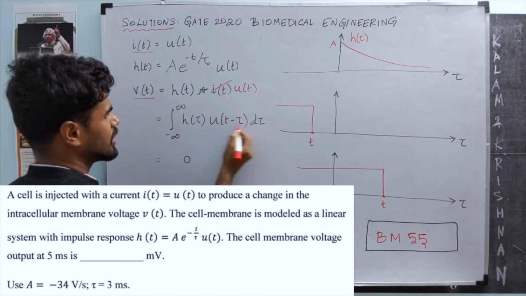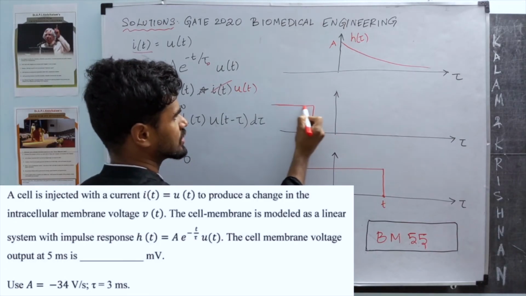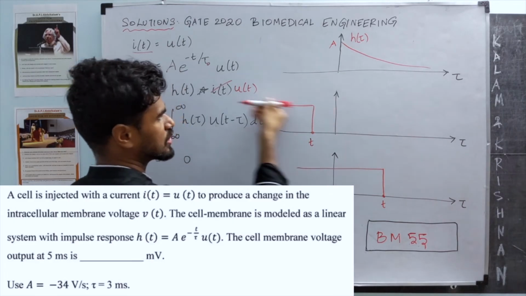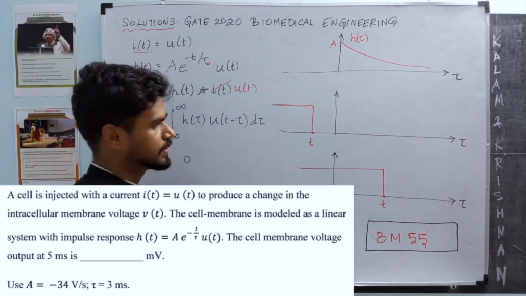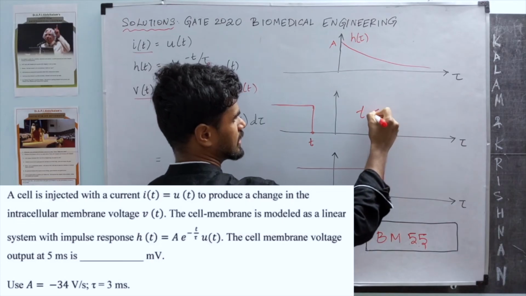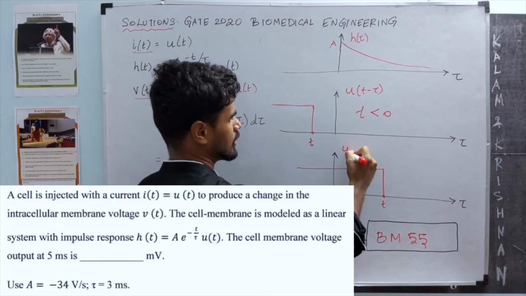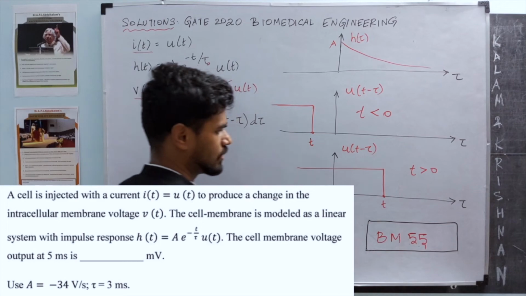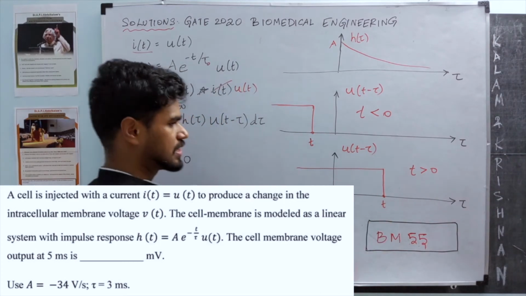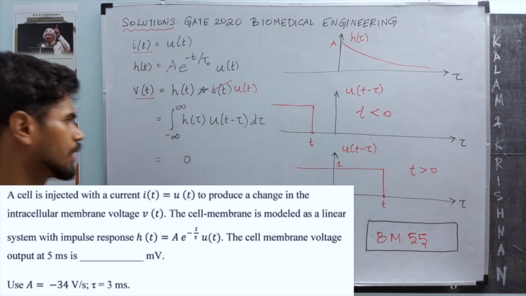And then U of t minus tau. Now this is a function of tau, so time is reversed. It's a step function, and time is reversed, so it's in this way, and it drops to 0 at tau is t. So this case is t less than 0 and U of t minus tau. Similarly, if you look at U of t minus tau when t is greater than 0, it's this function. Essentially, it remains 1 until it reaches the value of t.